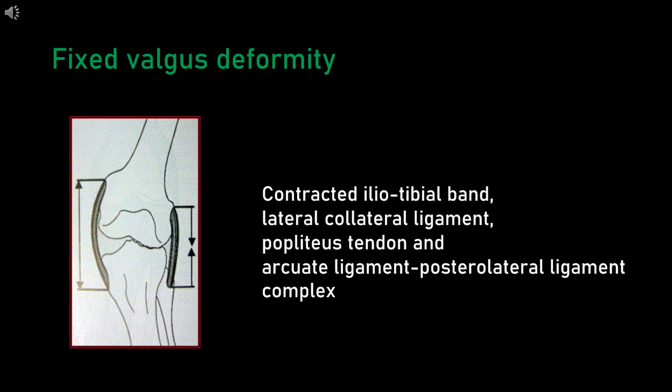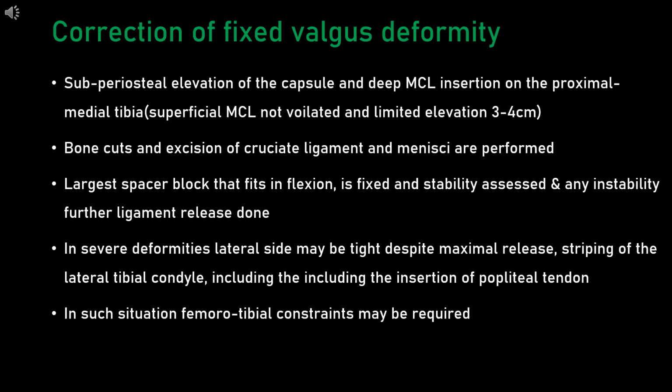Fixed valgus deformity is because of the contracted iliotibial band, lateral collateral ligament, popliteus tendon, arcuate ligament and posterolateral complex. Correction of the fixed valgus deformity: subperiosteal elevation of the capsule, deep MCL insertion at the proximal medial tibia, bone cuts and excision of the cruciate ligaments and menisci are performed. The largest spacer block that fits in flexion is fixed and stability assessed. If any instability, further ligament release is done.